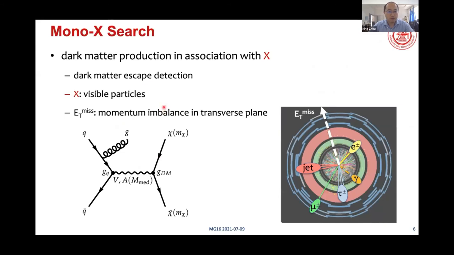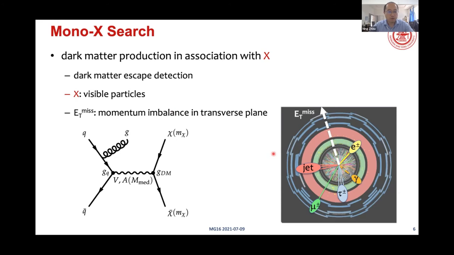So that's very powerful. For instance, the dark matter, once produced in a collider, would escape detection like neutrinos. So if there is a visible particle generated together with the dark matter, then the detector will have a momentum imbalance in the transverse plane. That's what we call the missing transverse energy, or missing ET signature. This is called the mono-X search.